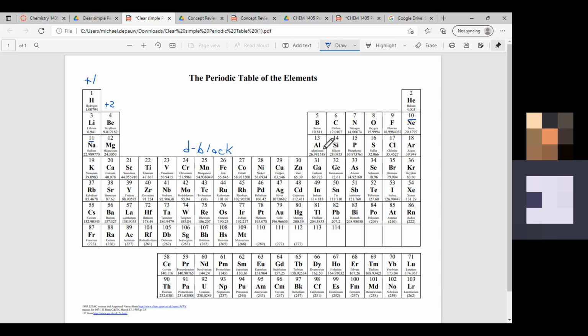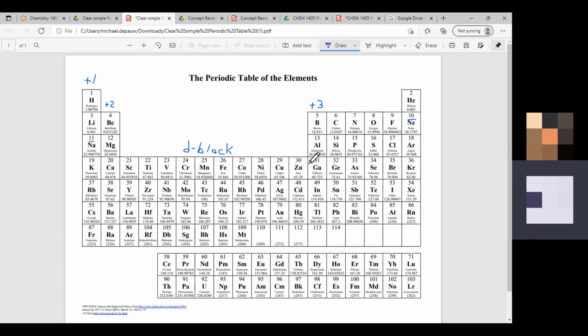So if you look at aluminum here, aluminum only has 3 valence electrons. It's going to try to be like the closest noble gas possible. Is it going to gain 5 to be like argon? Or is it going to lose 3 to be like neon? Which one do you think would be easier? Losing 3. It's easier to lose 3 than gain 5. So this will be a +3 charge for aluminum.